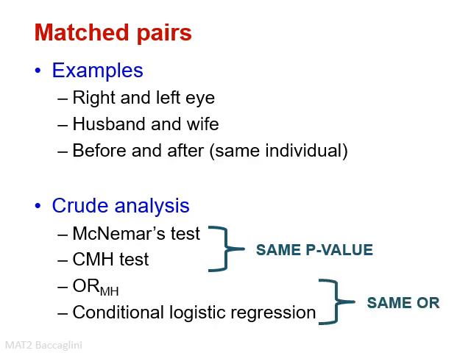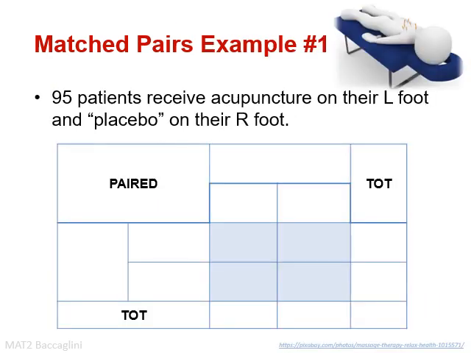If we want to calculate the odds ratio, we can do a stratified analysis using the Mantel-Haenszel test and calculate the odds ratio, or conditional logistic regression. In both cases, we will obtain an odds ratio with 95% confidence interval. So let's take a look at an example.